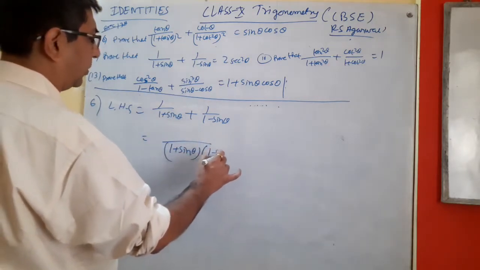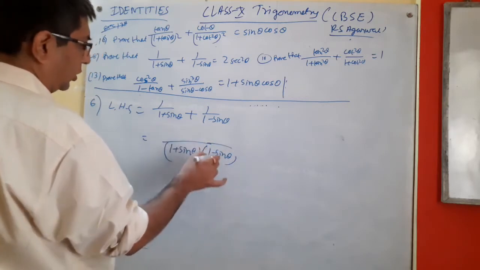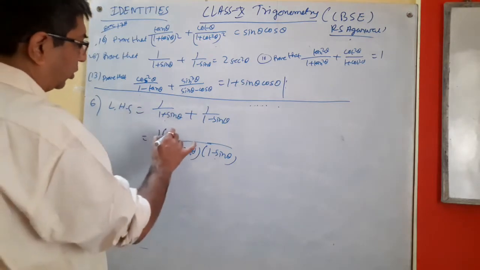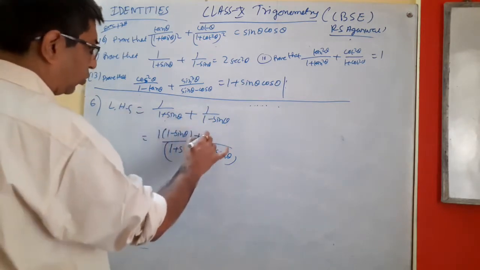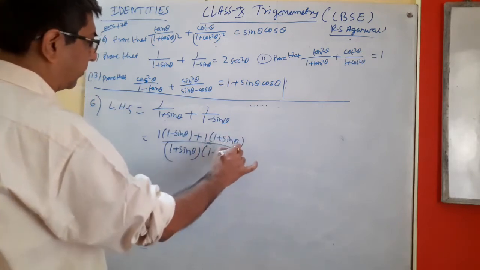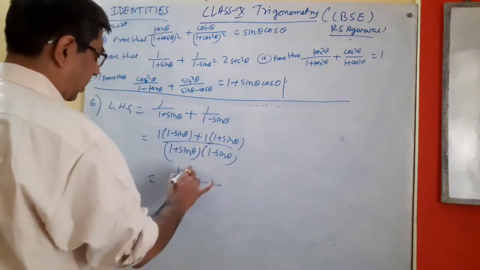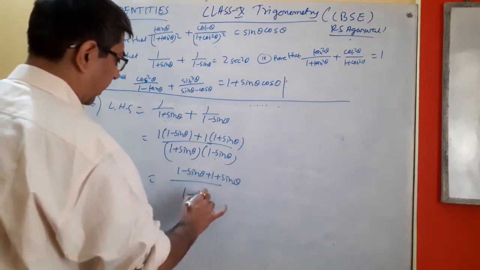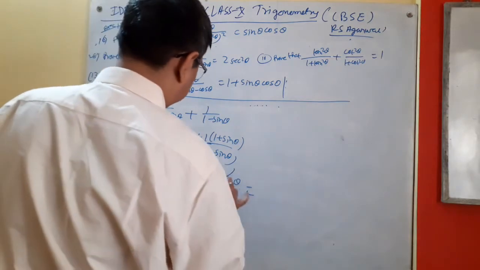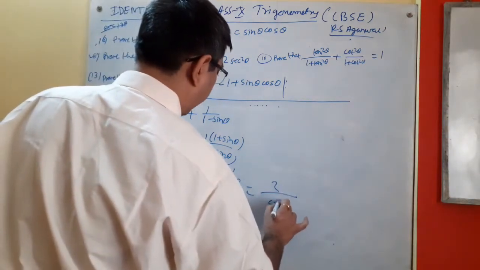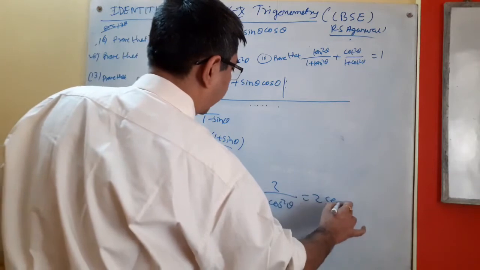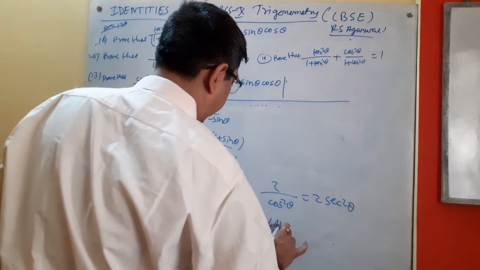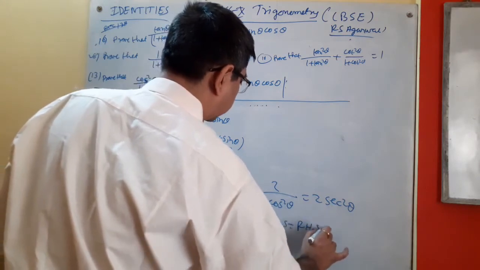This one into this one will be the LCM, right? So this one after division cancel. So 1 into 1 minus sin theta plus 1 into 1 plus sin theta. That means 1 minus sin theta plus 1 plus sin theta, over 1 minus sin square theta. This one cancel. 2 by cos square theta. That is 2 sec square theta. Right? So LHS equal to RHS, proved.